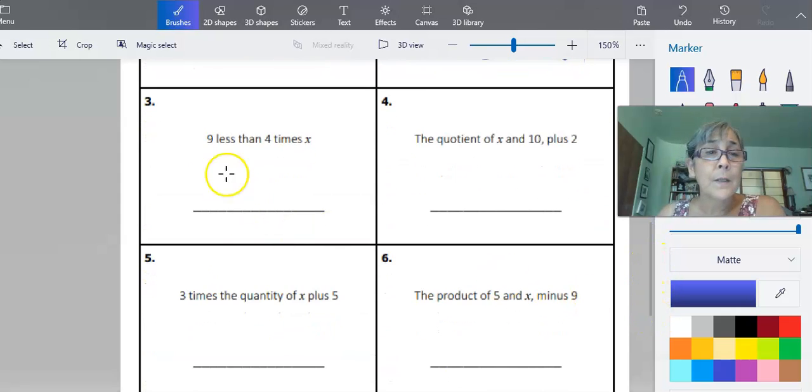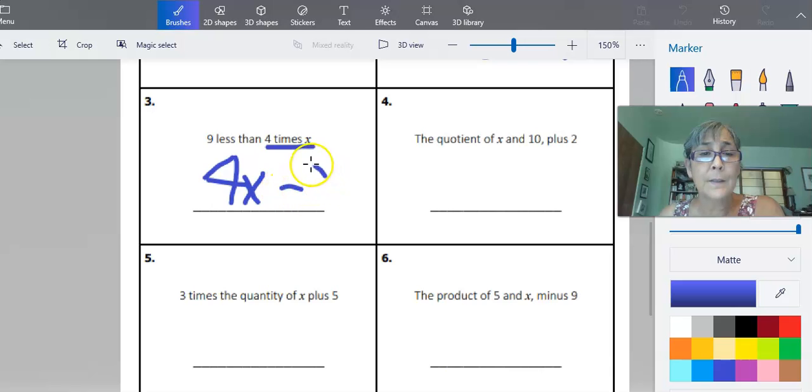Let's try this one. 9 less than 4 times x. Okay, 9 less than 4 times x. I think we can do multiplication first because that comes first in PEMDAS, right? 4x, minus 9, because multiplication comes before subtraction.